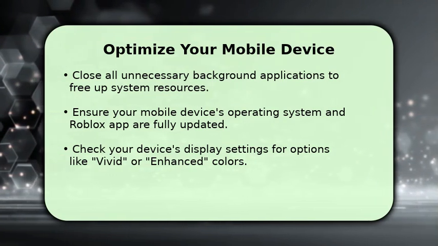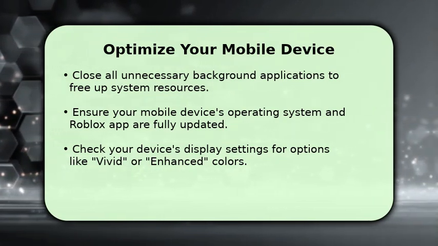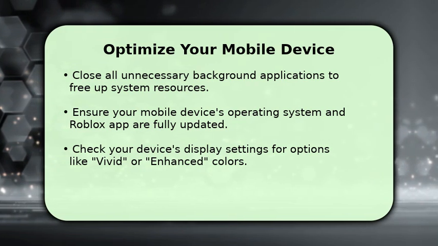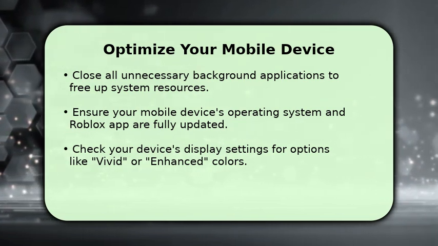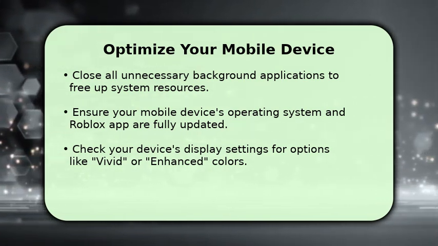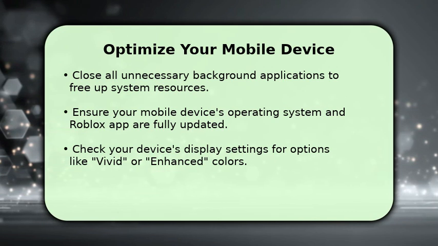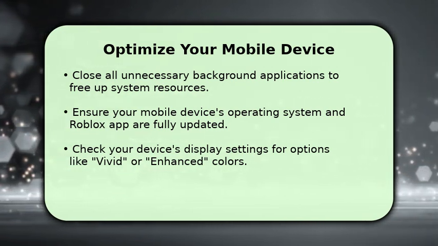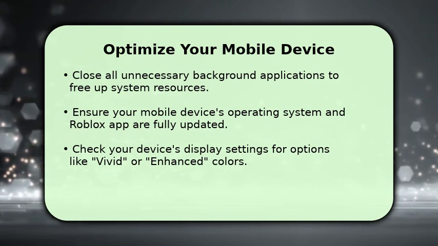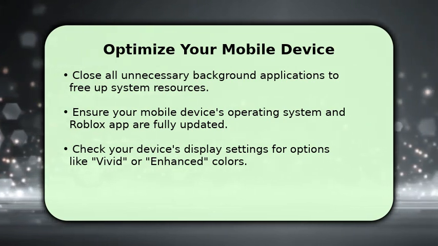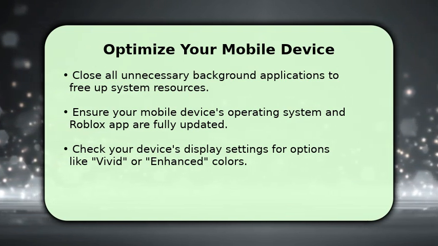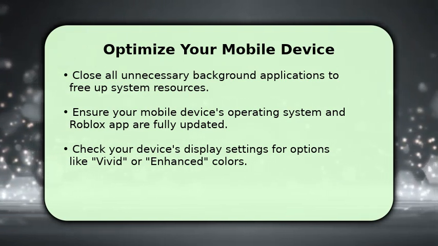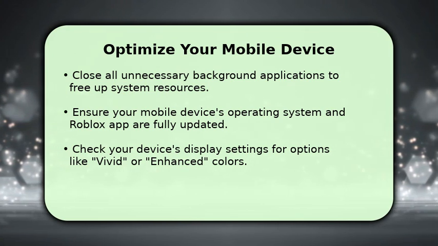Next, let's optimize your mobile device itself. Close any apps running in the background to free up valuable system memory and processing power. Make sure both your device's operating system and the Roblox application are updated to their latest versions for best performance. Explore your phone's display settings for options like vivid or enhanced color modes, which can make visuals pop. A strong, stable internet connection also helps maintain smooth, high-quality graphics.